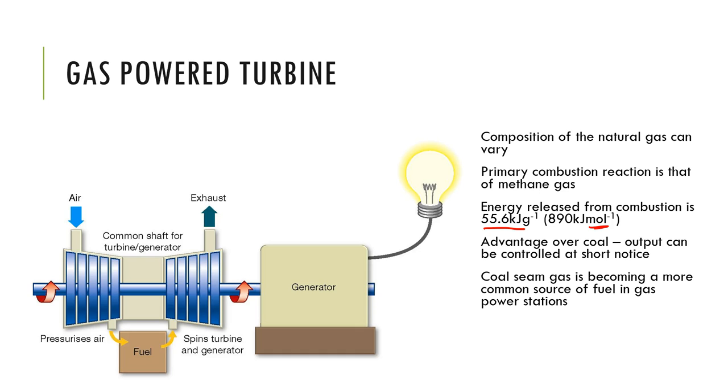The advantages of this over coal: the output can be controlled at short notice, so we can power up and power down gas generators a lot faster than we can a coal-fired power plant. Okay, and then with this, we're using coal seam gas as a more common source of fuel in gas power stations. Very topical at the moment, with the Australian government looking at more gas-powered power stations in the future.